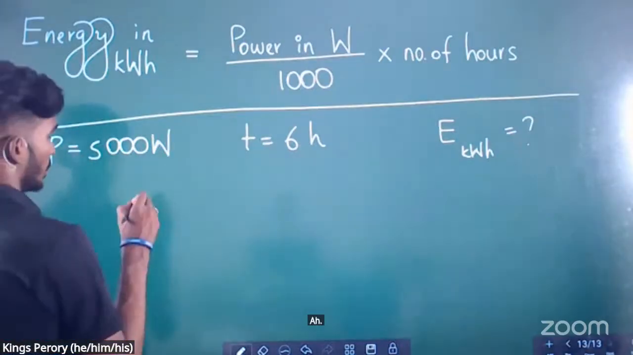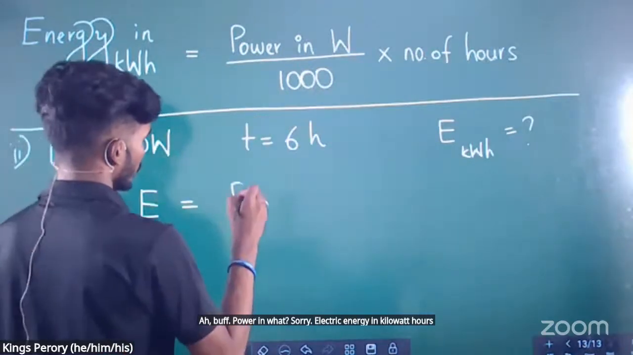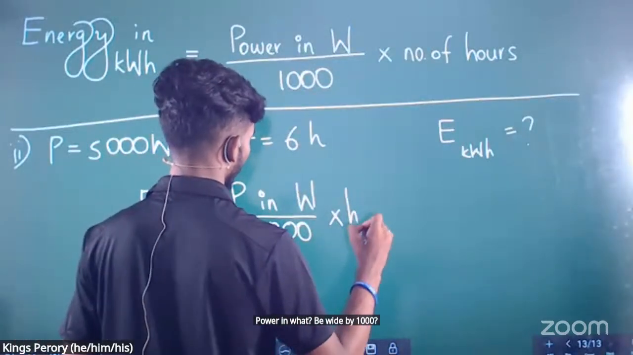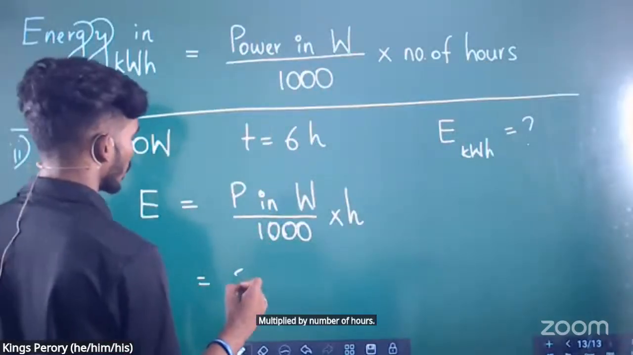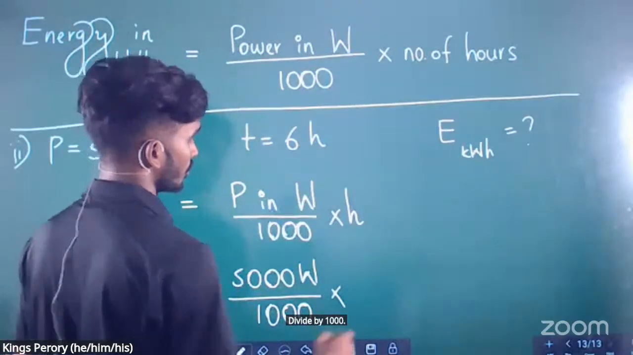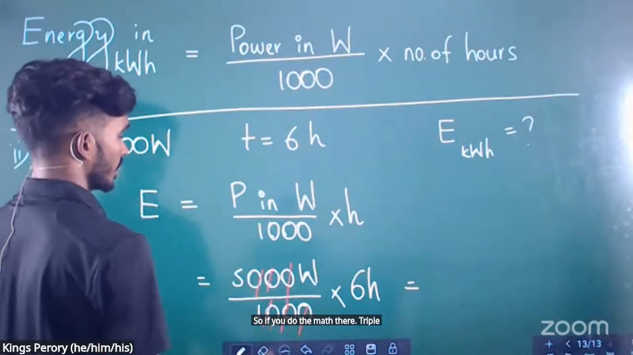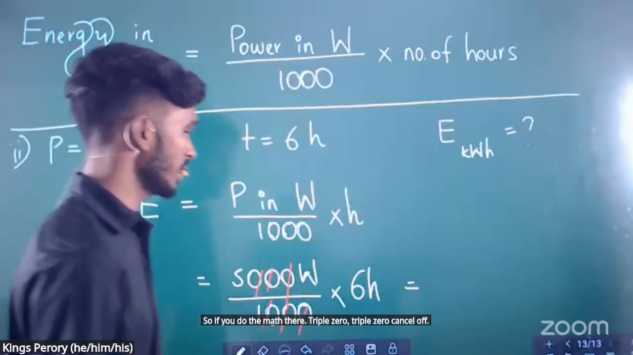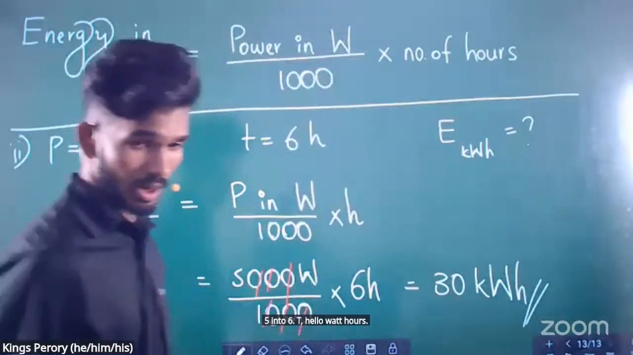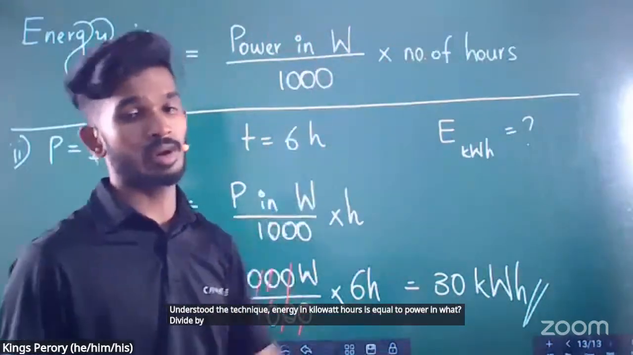Perfect. Electric energy in kilowatt hour is equal to power in watt divided by 1000 multiplied by number of hours. Power in watt is 5000 watt divided by 1000. Number of hours is 6 hours. So if you do the math there, 000 cancel off. 5 into 6, 30 kilowatt hours. Good. Understood the technique? Energy in kilowatt hour is equal to power in watt divided by 1000 multiplied by number of hours.